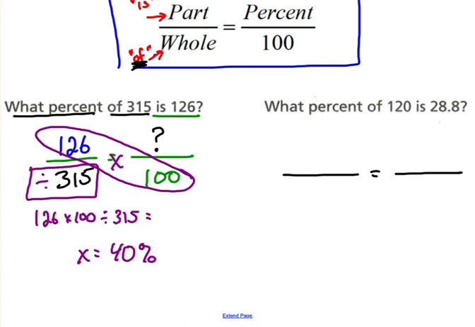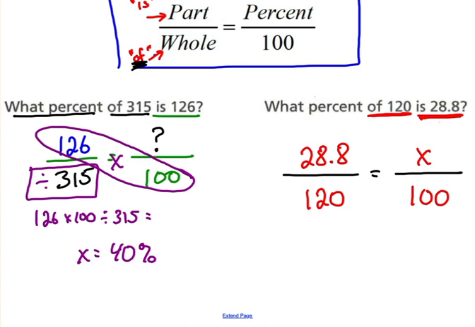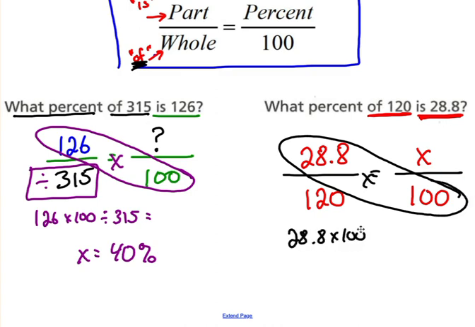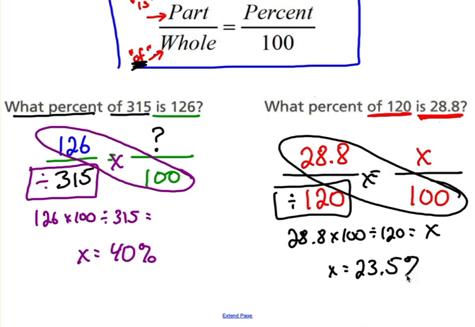So next one says, what percent of 120 is 28.8? Well, I don't know the percent, so that's my question mark. Or if you want to, that's our x, that's our unknown number. But the percent always goes over 100. It says of 120, so that's the whole amount, is 28.8, that goes up top. Now, to find x, that missing number, we're going to multiply along our diagonal, 28.8 times 100, and then we're going to divide by that leftover number, and that's going to give us our x value. 28.8 times 100 divided by 120 gives me an x of 23.5. Since we are finding the percent, it would be 23.5%.